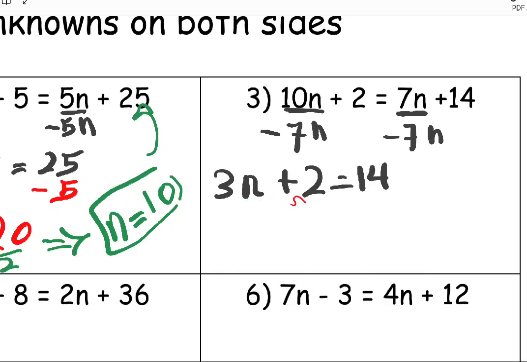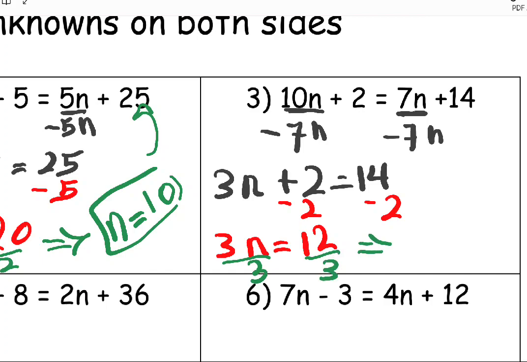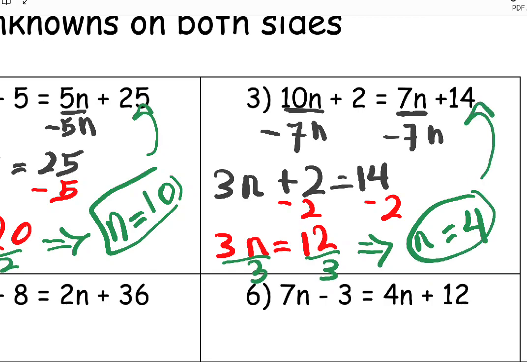Again, isolate n, so minus 2, 3n equals 12. Divide by 3, so n equals 4. To check your answer, again substitute in the original equations.